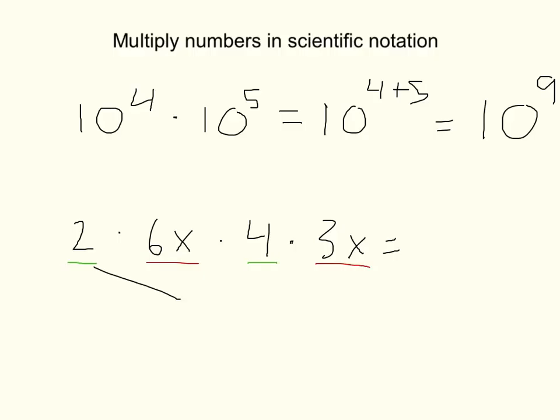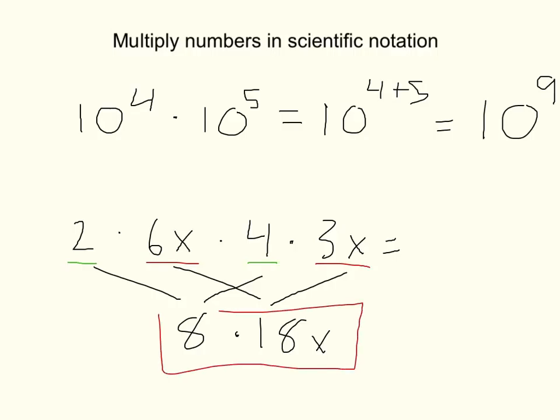So I'm going to get 2 times 4 is 8, and 6x times 3x is 18x. These are being multiplied, so our answer is going to be multiplied as well. And this will be our final answer, 8 times 18x. So let's see how we'd use these two concepts to multiply numbers in scientific notation.